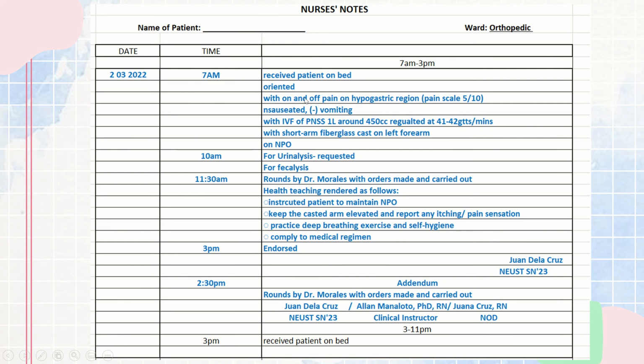Okay, so first, for example, sinabi niya na meron siyang pain sa kanyang hypogastric region, so you will be asking him the pain scale. Okay, so 0 being the lowest, 10 being the most painful na pakiramdam niya. Okay, so in this case, for example, he said 5 out of 10 yung kanyang pain scale. So we just document na kung sinasabi niya na pasulpot-sulpot yung kanyang pain sa hypogastric region. So we document na with on and off pain on hypogastric region.